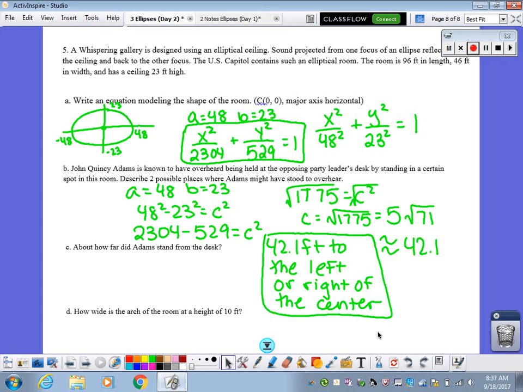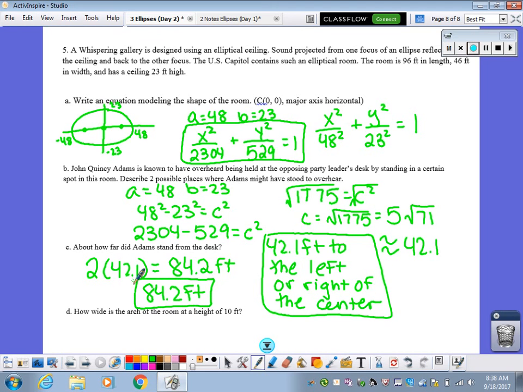About how far did Adams stand from the desk? So, if the desk would be on the other foci, say this is a foci and this is a foci. If he was able to overhear from here to here, it is asking what this length is right here. So if we got that he must be standing 42.1 feet to the right or the left of the center, that means from the desk he must be standing 2 times this, 42.1 times 2, which would be 84.2 feet. So he was probably 84.2 feet from the desk that he overheard them talking.